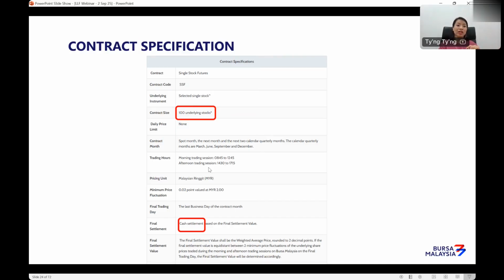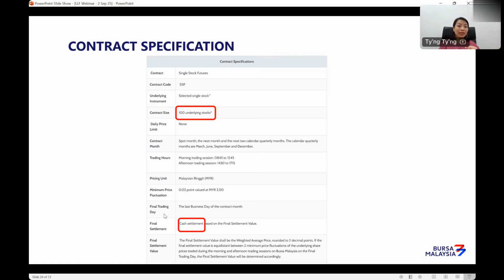In the afternoon trading session, we open at the same time at 2:30, but again, we are going to close 15 minutes later, which is at 5:15. The next most important thing is the minimum price fluctuation. Currently it is at $2, which is 2 cents. Later, I'm going to show you a side-by-side comparison between stocks and also futures.